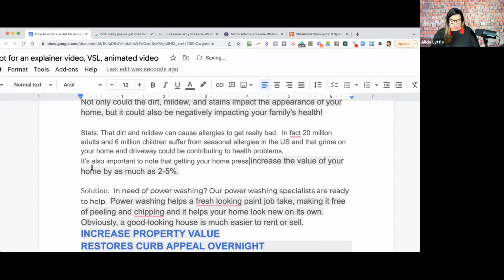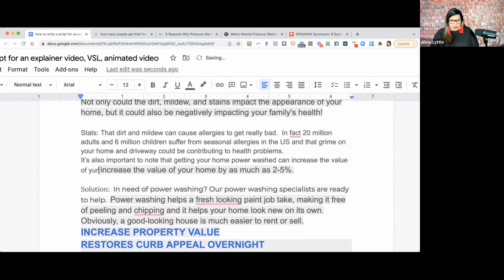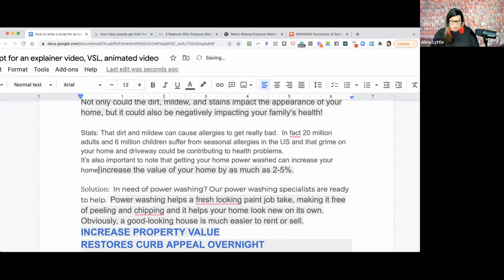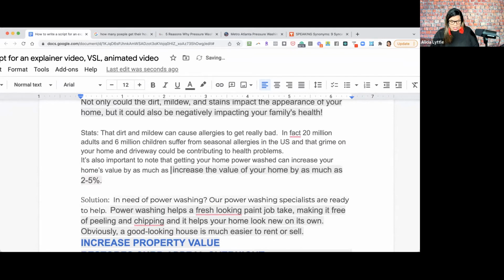Also getting your home, so now I'm bringing in the power washing, can increase the value of your home. Let's do home's value. Power washing can increase your home's value by as much as, let's use the higher number, 5%. Said 2 to 5%. Let's do 5%.